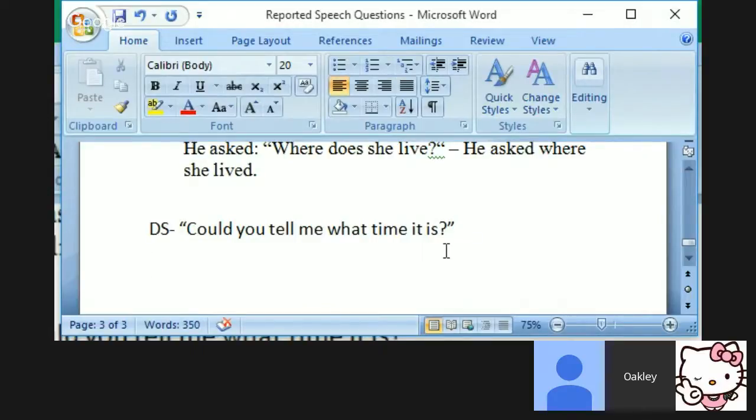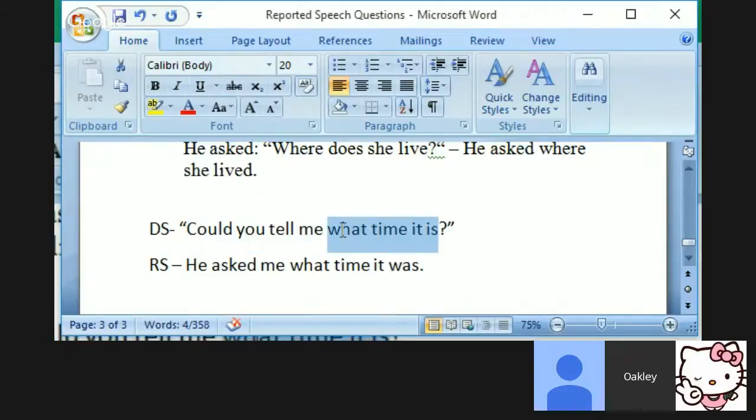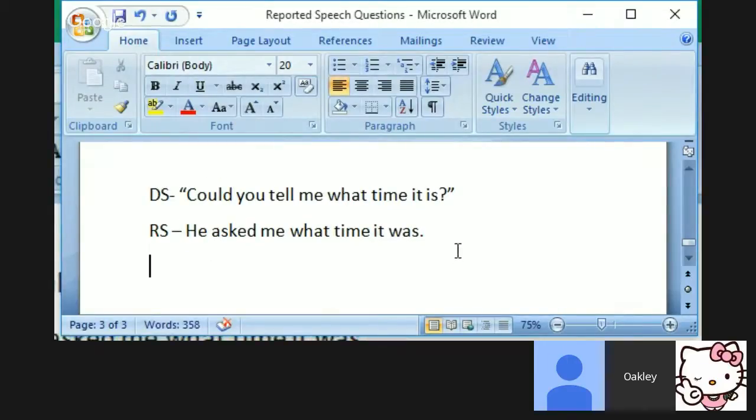So reported speech, what are we going to do here? He asked me what time it was. Sorry, I was coughing there. Let's start again. Reported speech: he asked me what time it was. You're simplifying it by cutting out the indirect part of the first question, and basically you're reporting what really was the direct question. He asked me what time it was. That's perfectly acceptable. It gets across the information. There's no change in information. Simplify it to a direct question.